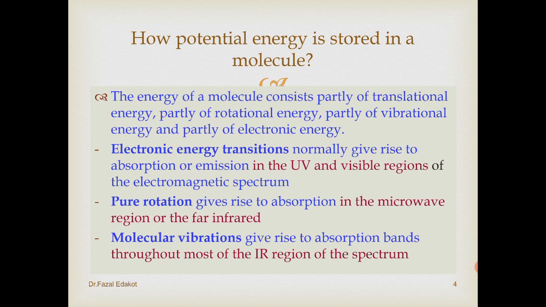You can call it rotational spectroscopy or microwave spectroscopy. And in between comes the infrared radiation. If a molecule is absorbing infrared radiation, it has something to do with the vibration of the molecule. That's what you have to understand. Molecular vibrations give rise to absorption bands throughout most of the IR region of the spectrum. This is the basic idea of what type of radiation will be utilized for what type of motion within the molecule.